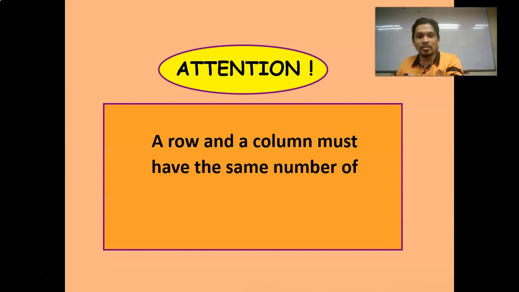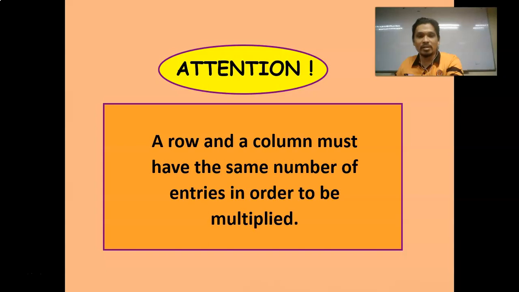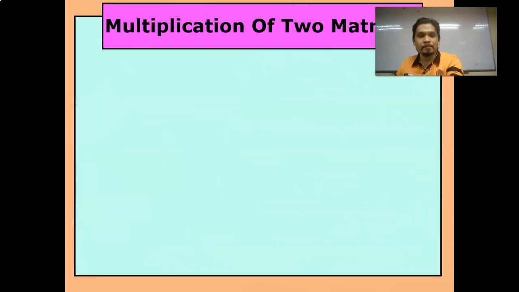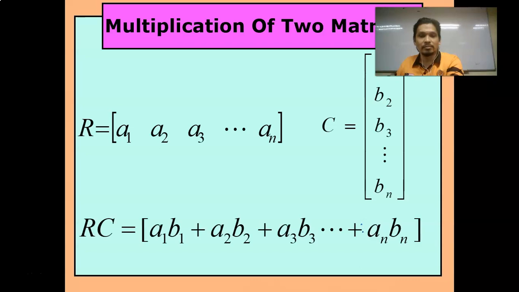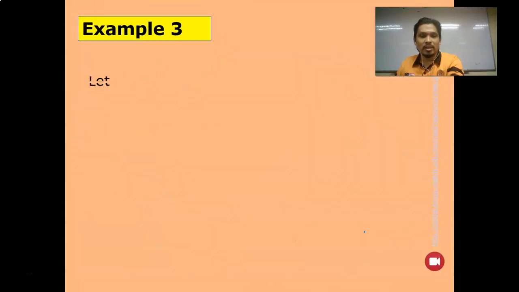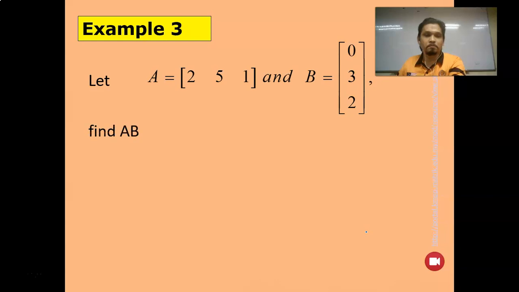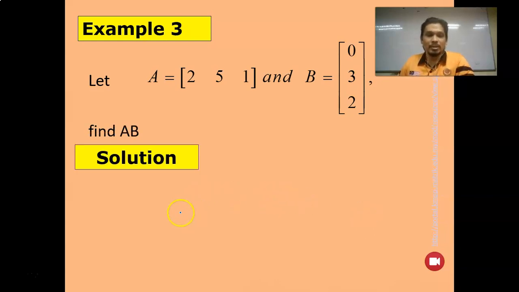Okay, let's take a look at this one. A row and a column must have the same number of entries in order to be multiplied. Okay, multiplication of two matrices. Example: find AB. Solution.